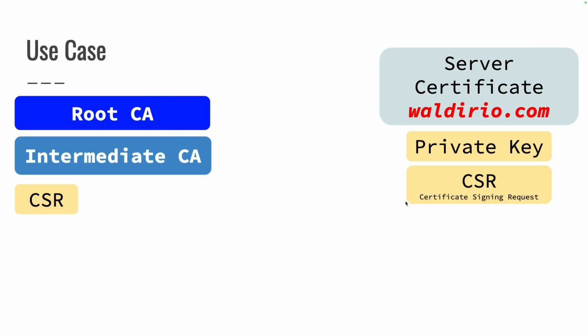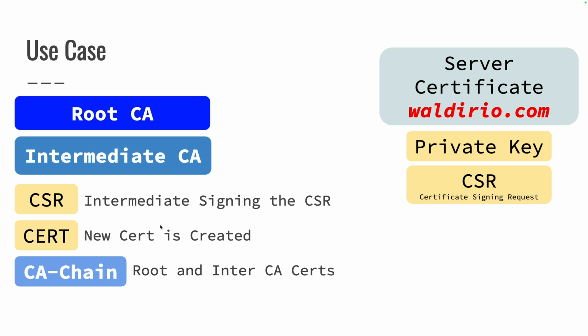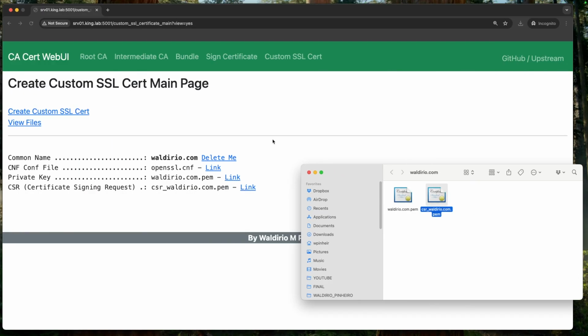The next step is I need to send this to my intermediate CA, and this is the purpose of this application. I'm creating this whole environment. The intermediate is going to sign this CSR. After that, as an output, will be created a certificate. And another very important part here is the CA chain, which is a combination of the root CA certificate and intermediate certificate. So how to do that in our application?